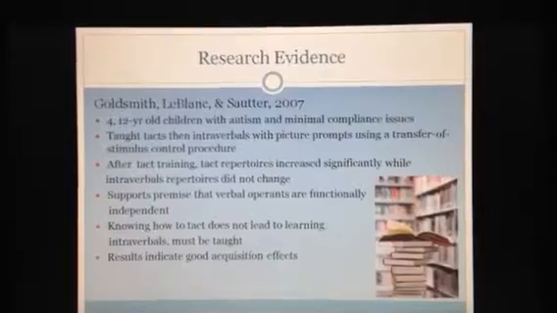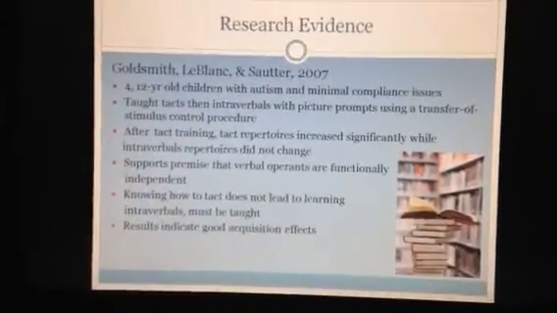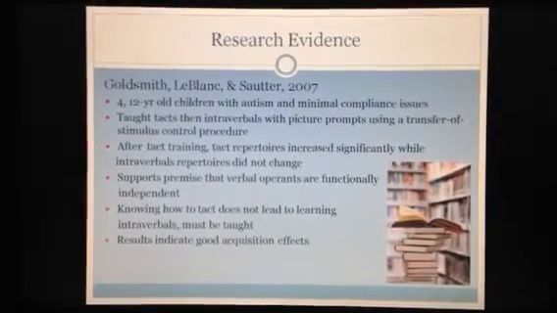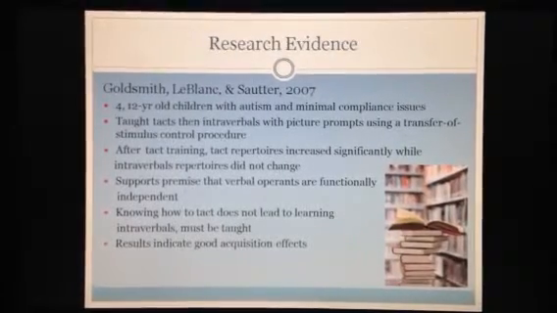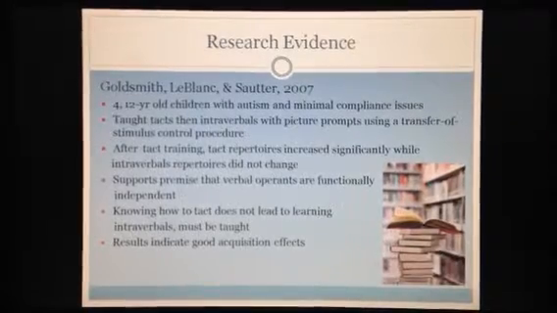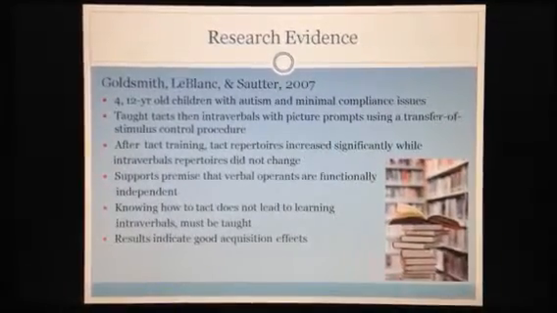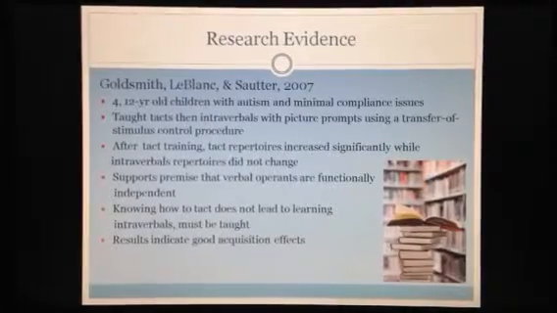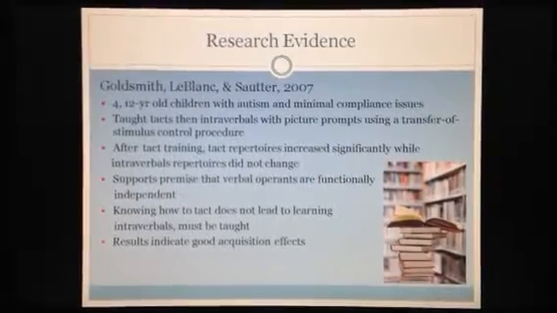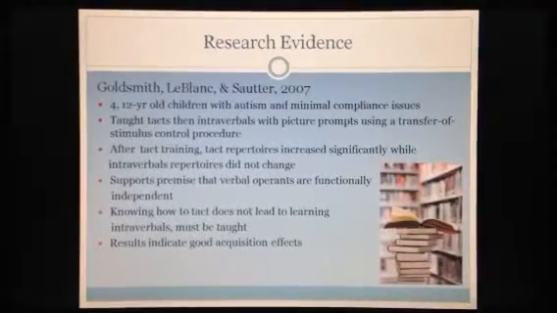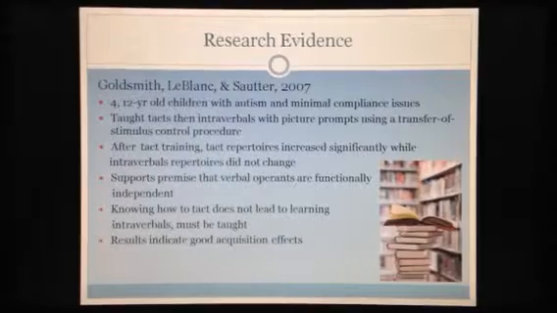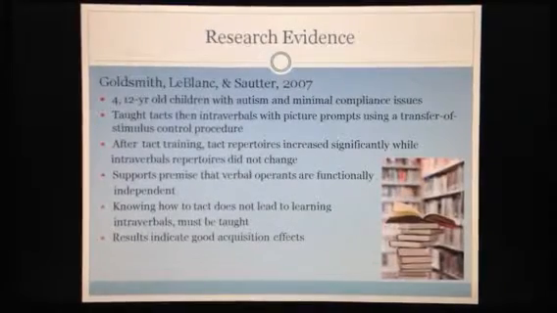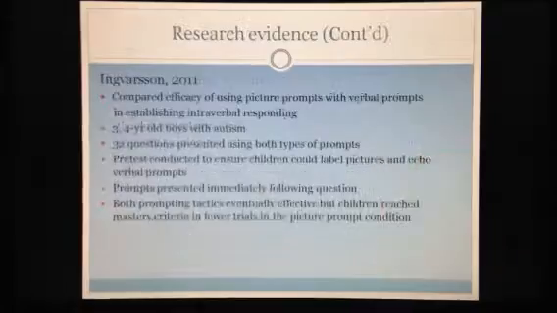Research evidence. Goldsmith, LeBlanc, and Sautter in 2000 did a study with 4 12-year-old children with autism who had minimal compliance issues. They were taught tacts, then intraverbals, with picture prompts using a transfer of stimulus control procedure. After tact training, tact repertoires increased significantly, while intraverbal repertoires did not change. So this supports the premise that verbal operants such as tacts and intraverbals are functionally independent. In other words, teaching tacts and knowing tacts does not necessarily lead to learning their intraverbal skills. They need to be taught. The results of this study indicate good acquisition effects.